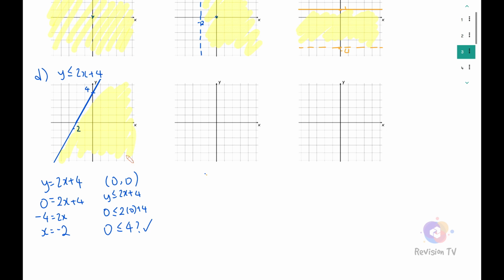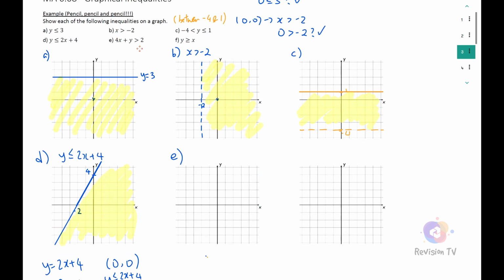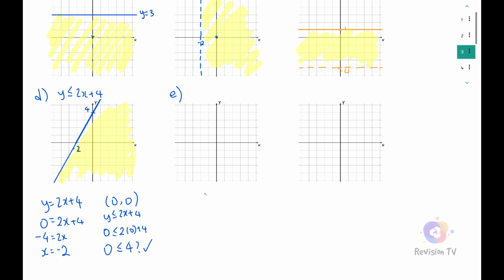Okay, next. Question E. Question E is 4x plus y greater than 2. So to start off, we need to draw the line. To draw the line, we're going to make it equal. So 4x plus y equals 2.